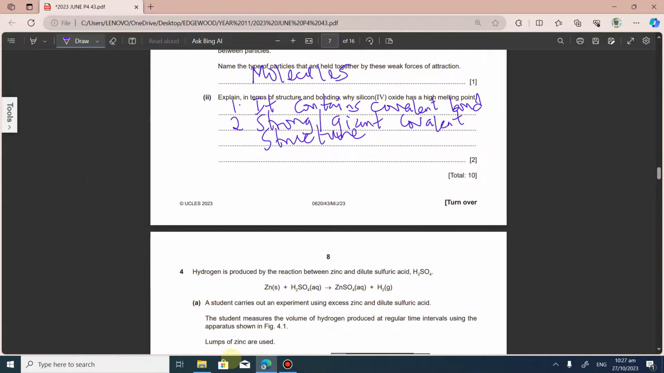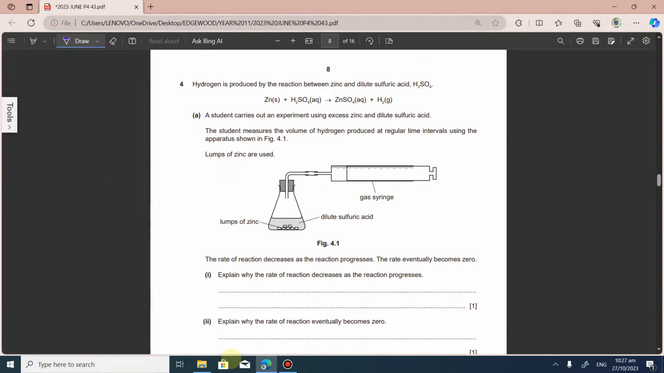Now we go to the next question, which is question 4. Hydrogen is produced by the reaction between zinc and dilute sulfuric acid. The student carries out an experiment using excess zinc and dilute sulfuric acid. The student measures the volume of the hydrogen gas produced at regular time intervals using the apparatus. So this is the apparatus.